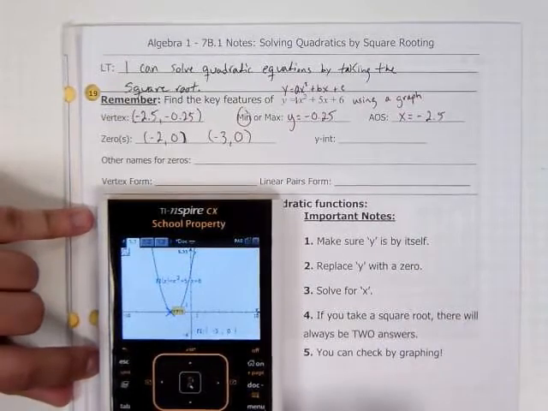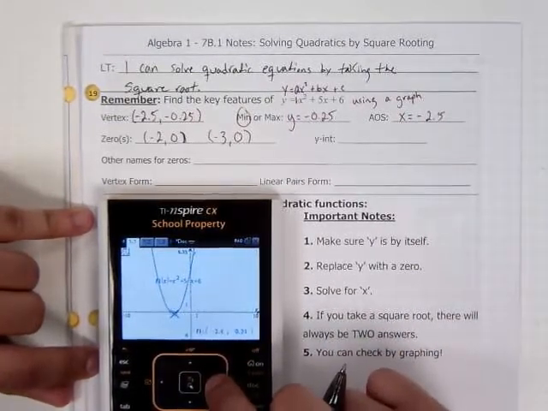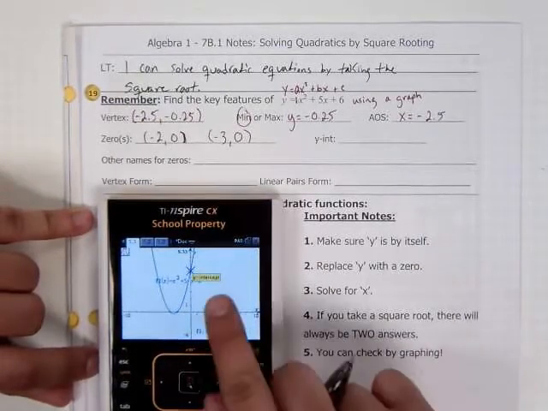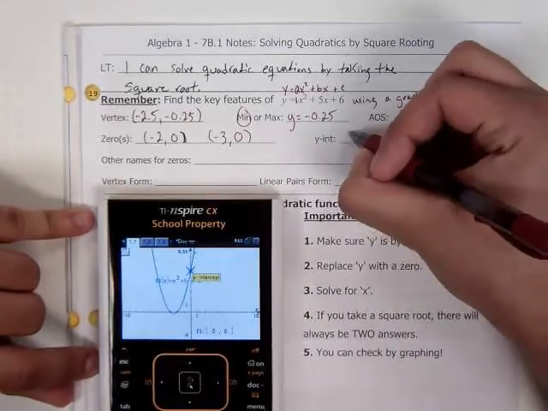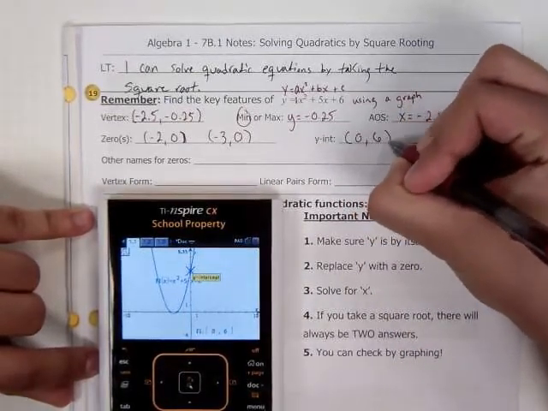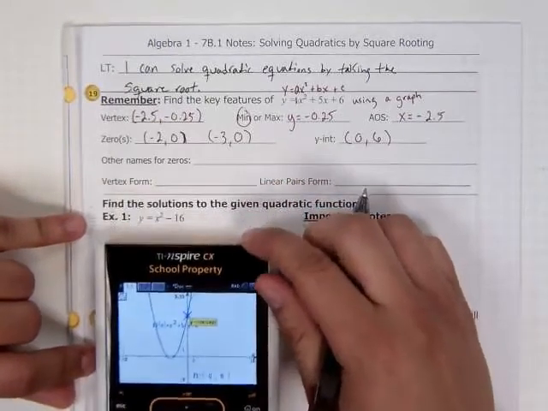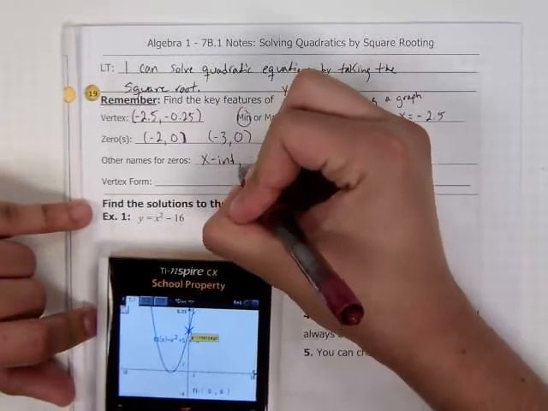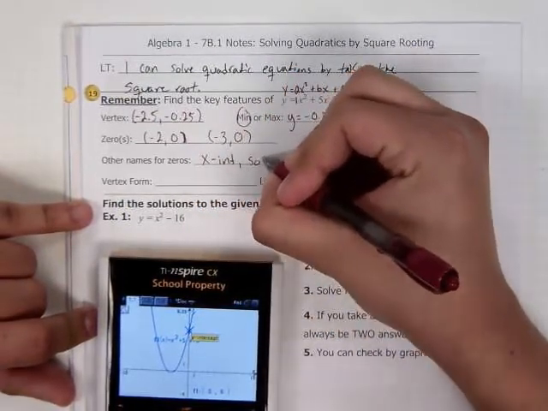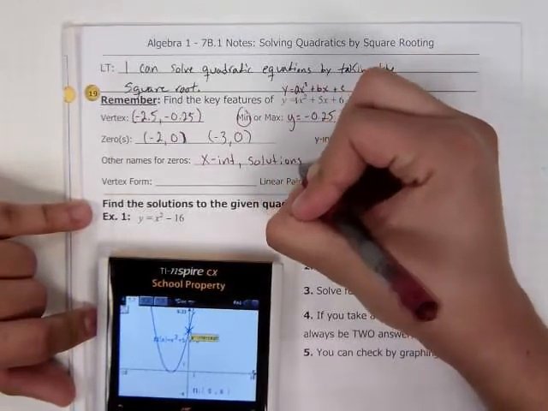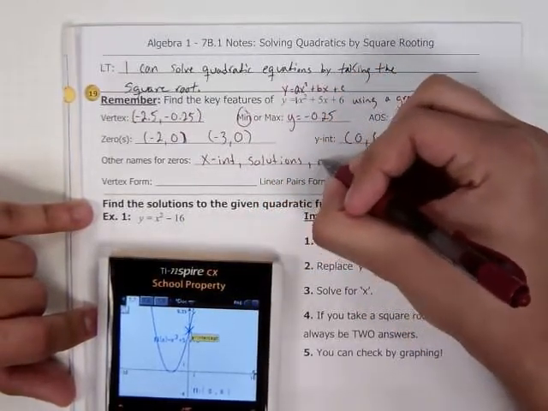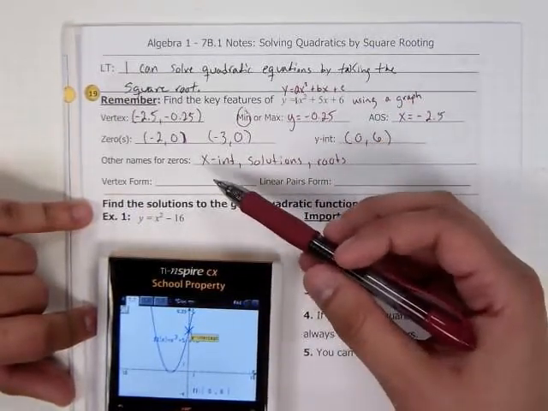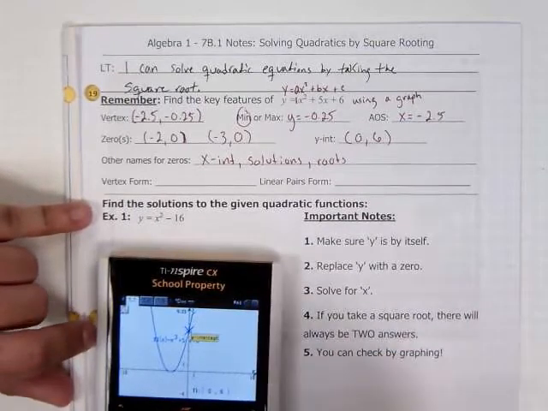And our y-intercept is where it crosses the y-axis. We go up to the y-axis. There it is, y-intercept. It's at 0, 6. Other names for zeros are x-intercepts, solutions, and roots. So if it ever asks you to find any of those, it's the same as finding the zero. It's the same as finding your x-intercept. Just where does this graph cross the x-axis?